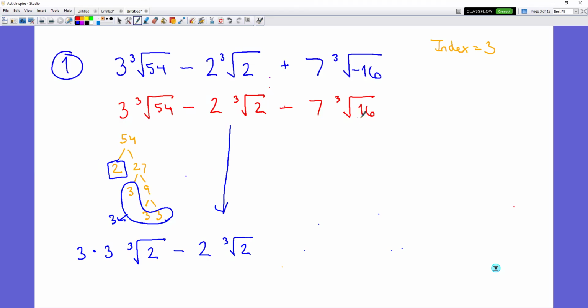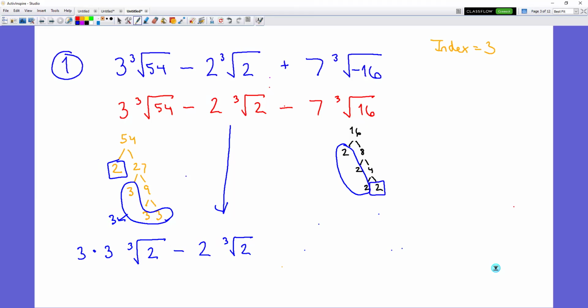Then for this one, we have minus 7 cube root of 16. So we'll go ahead and do a factor tree for that. So let's do a 16 factor tree. We've got 2 times 8. 8 is 2 times 4. 4 is 2 times 2. And again, we're looking for a group of 3 numbers, and we do have that. So let's go ahead and circle that group of 3 twos, and then we'll put a box around the remaining 2.